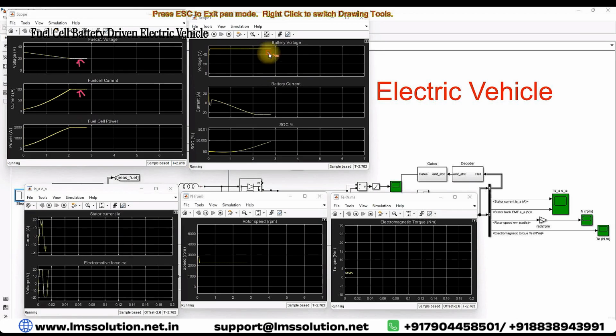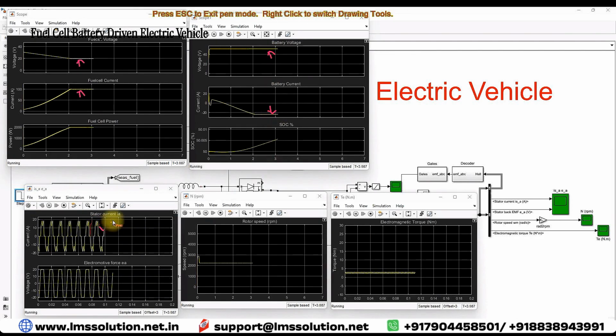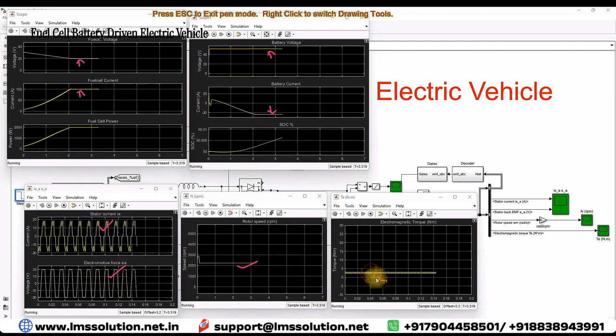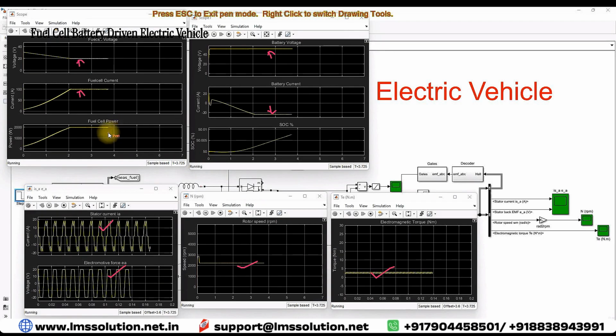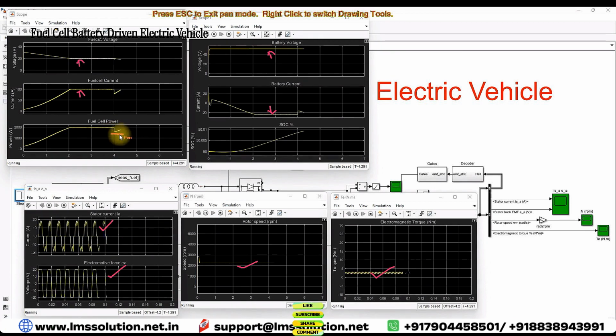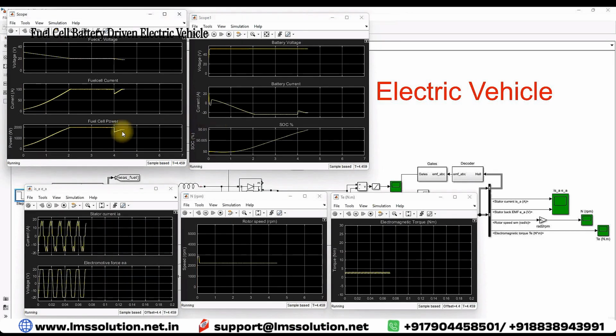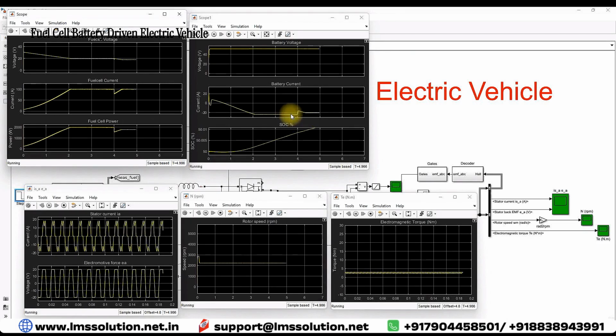Here you will see that this is battery voltage and this is battery current, and this is stator current of the BLDC motor, this is back EMF, this is rotor speed, and this is electromagnetic torque of the BLDC motor. When the time reaches 4 seconds, the fuel cell pressure will be changed from 1 atm to 0.5 atm. Here you will see that because of the change in the pressure of fuel and air, the power generation in the fuel cell will be reduced, and accordingly the charging current of the battery also changes.